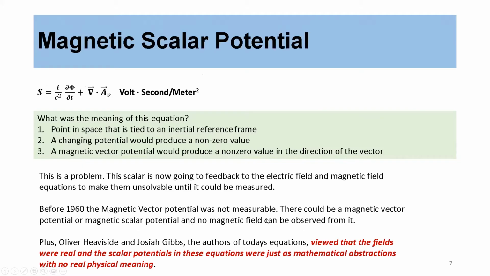So, there's another reason. If you can't measure it, it must not really be real, or you can't really use it. And then plus Oliver Heaviside and Josiah Gibbs, the original creators of Maxwell's equations, the authors of today's equations, viewed the fields as real and the scalar potentials in these equations as just mathematical abstractions with no real meaning. And so that's where electromagnetics is today. It's based on the fact that potentials really have no real meaning.